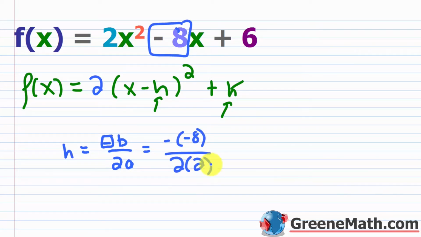A in this case is 2. So the negative of negative 8 is 8. So that's 8 over 2 times 2, which is 4. So this is 2. Okay, so this guy would be 2. And that would be the x-coordinate for our vertex.